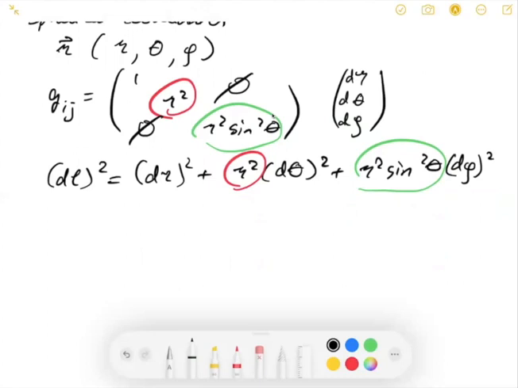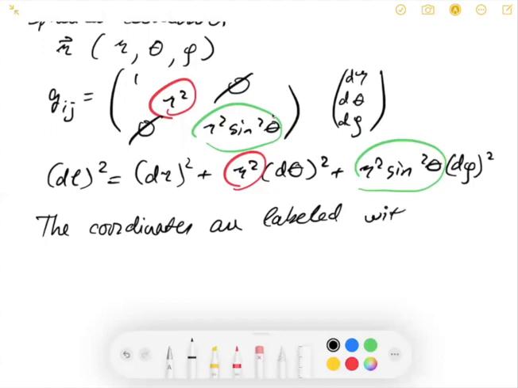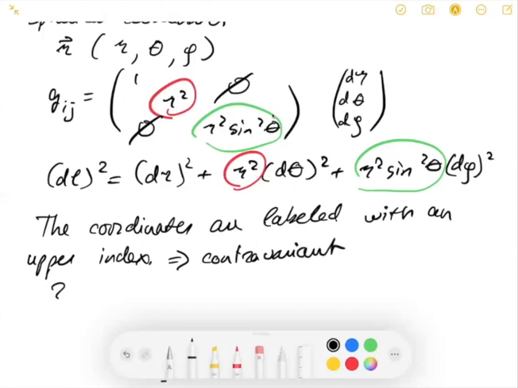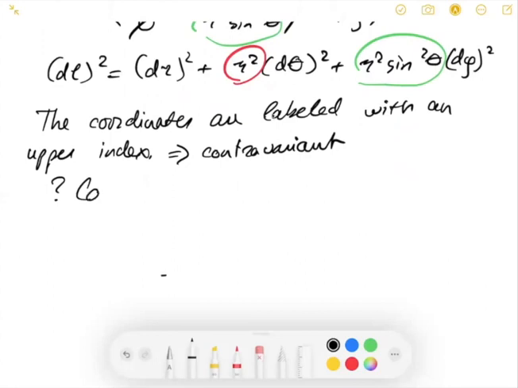Okay, now, the coordinates are labeled with an upper index. That implies that it's contravariant. And then the question is, well, contravariant with respect to what exactly?